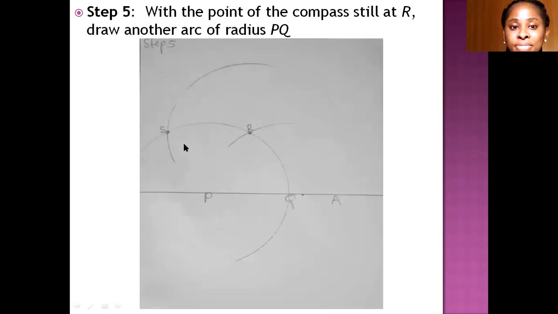Step five, with the point of the compass still at R, with the same radius PQ used previously, draw another arc above the other ones. The first intersection was R, and the second intersection is X. So we are drawing another arc above.